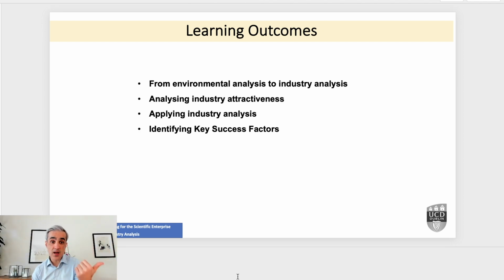Then we're going to be talking about how to analyze how attractive an industry is. And we're going to talk about how to apply industry analysis. We're going to talk about specific tools to analyze an industry efficiently. And after that analysis, we're going to talk about the output of that analysis, which is you need to arrive at the key success factors to the industry you are analyzing.